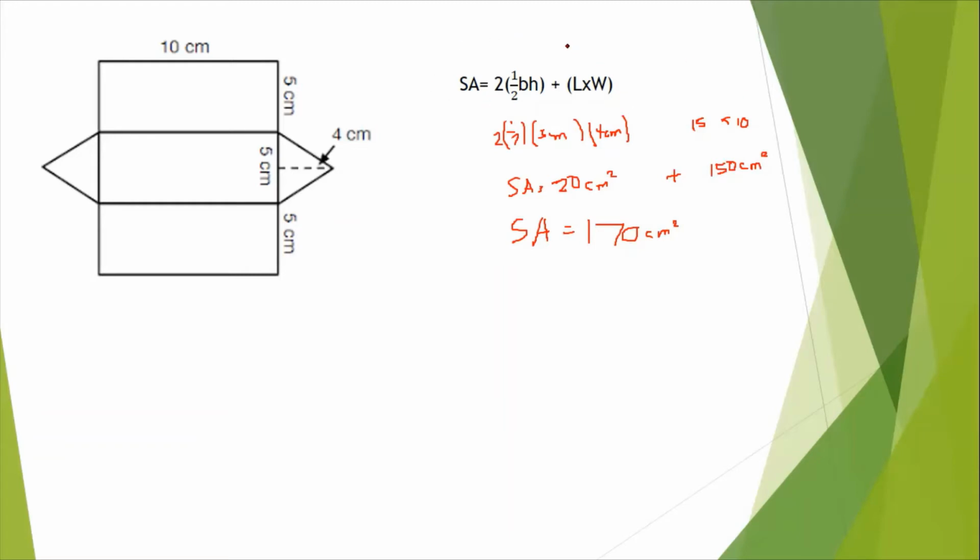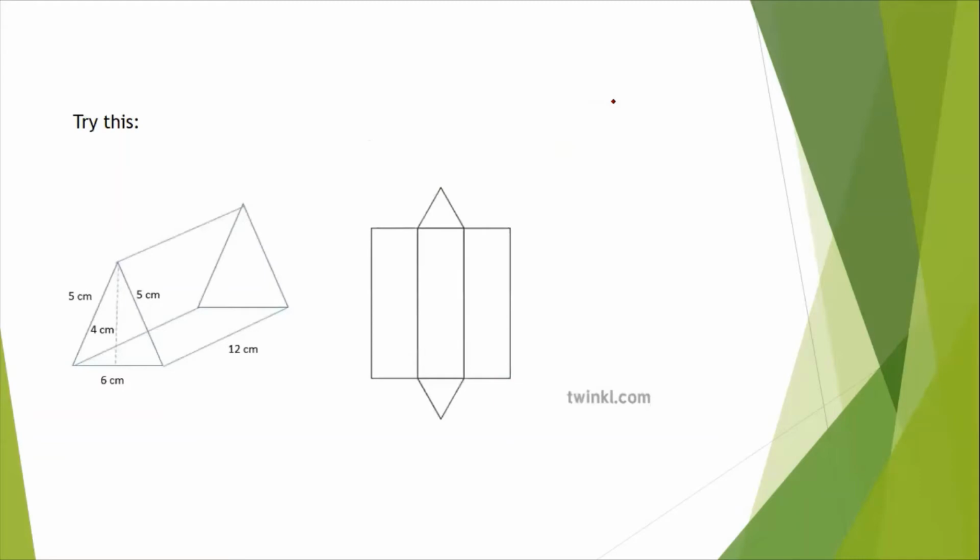Always remember our formula, which is 2 times 1/2 times base times height for the two triangles here, and for our rectangle, we have the length times width. Okay, so this time, I'm going to give you the time to answer. Try this, okay, and find the area of this triangular prism.